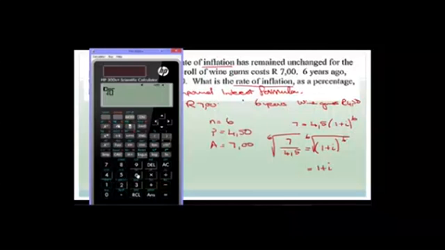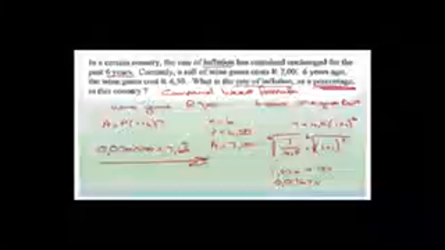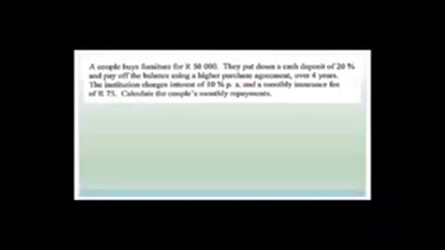There it is. Shift, there we go. 6th root, 6 of the fraction, and that is 7 over 4.5 equals, and that's 1.076. So if we subtract 1 from both sides, do you agree we get 0.076 equals i, but they want it as a percentage. So we need to multiply that by 100. So 0.076 multiplied by 100 is going to be 7.6%. So the rate of inflation in this country for the past 6 years has been 7.6%. Okay. Right. Let's look at another question.